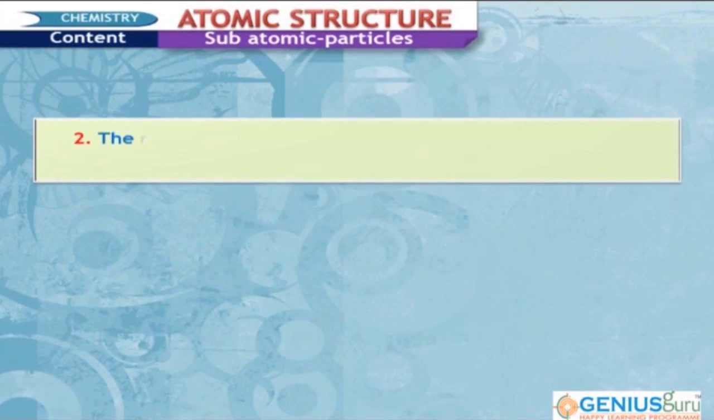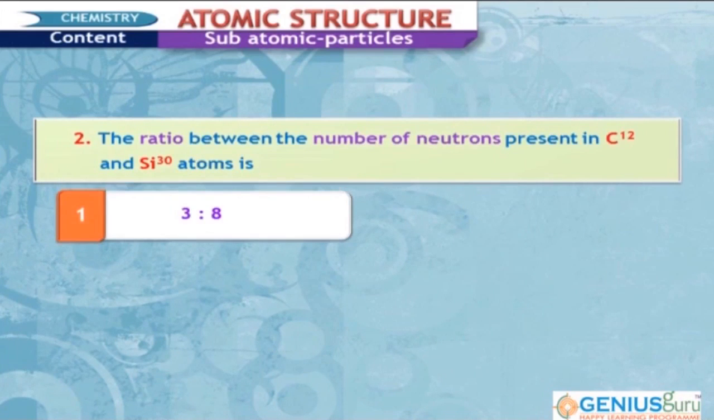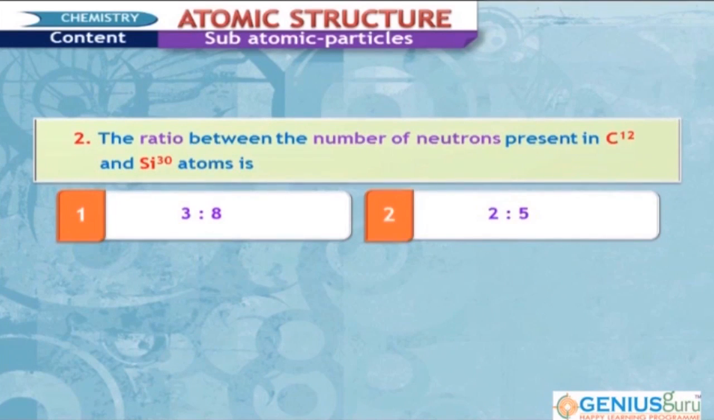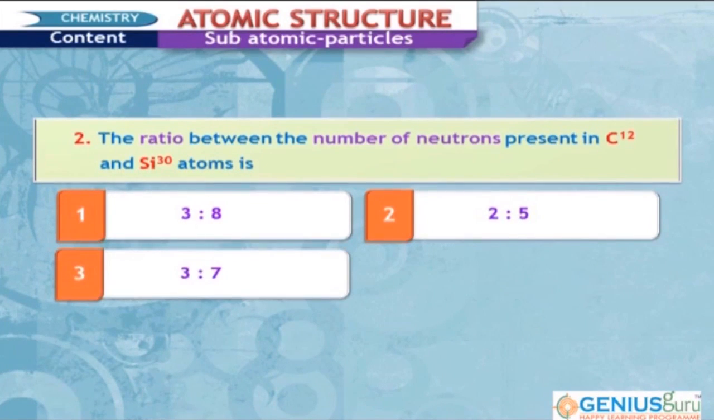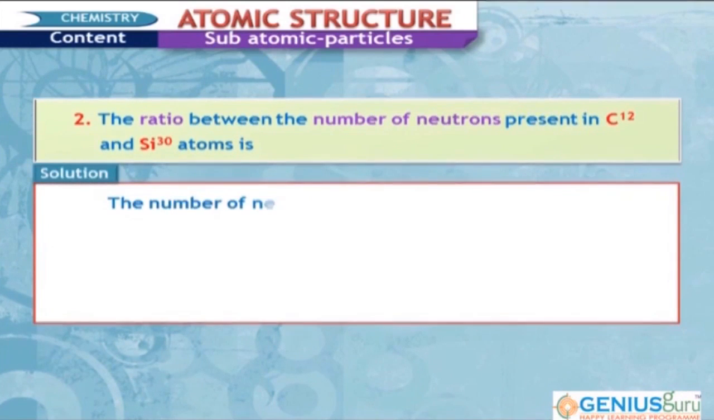Next question is, the ratio between the number of neutrons present in C12 and Si30 atoms is. Here are the options. The first one is 3:8, second one is 2:5, third one is 3:7, and fourth one is 1:1. Here, the number of neutrons is calculated using the formula A minus Z.